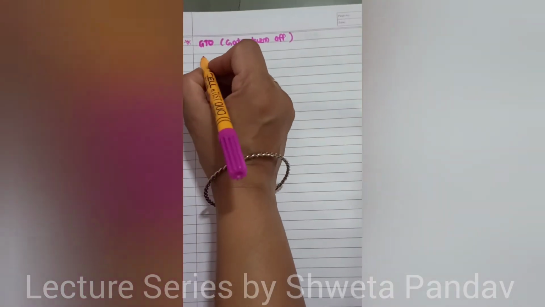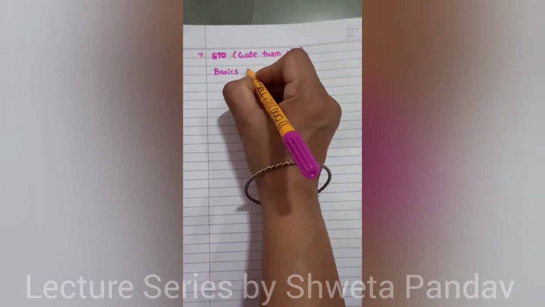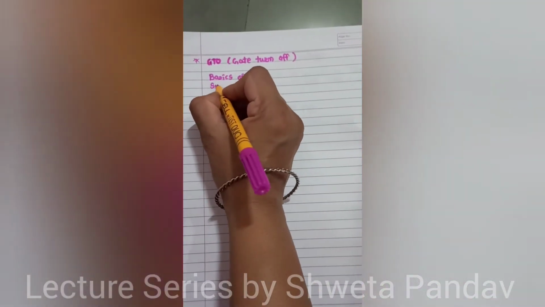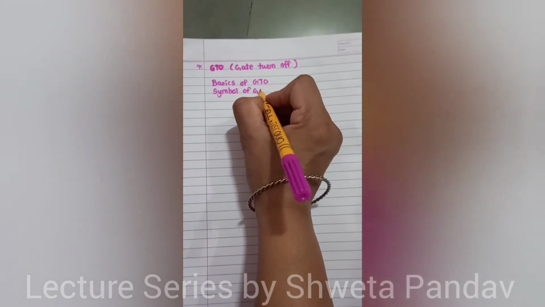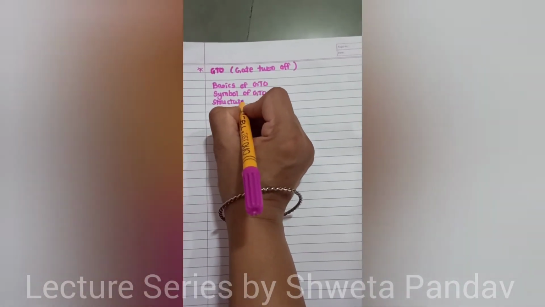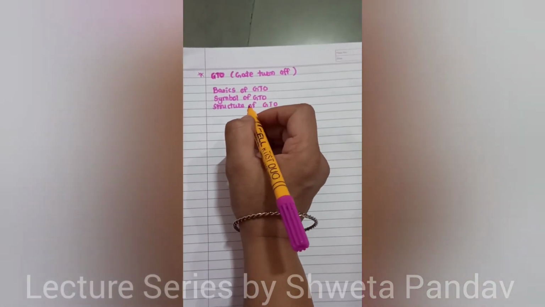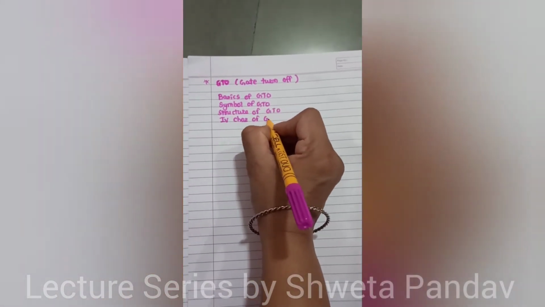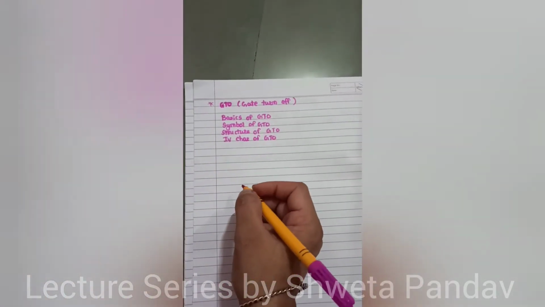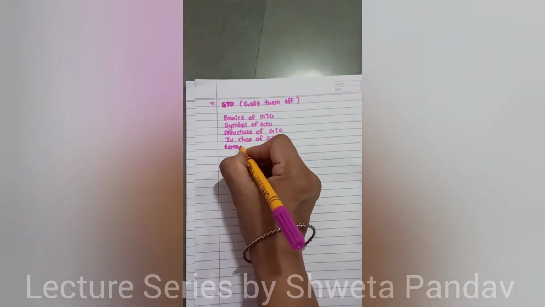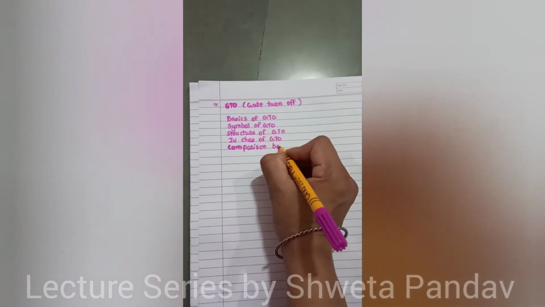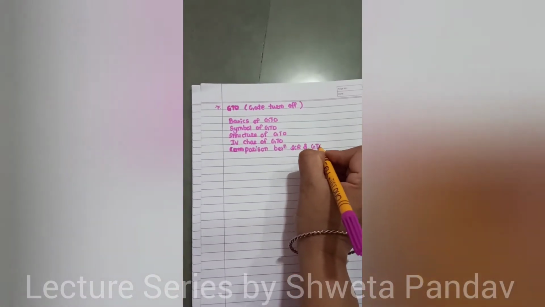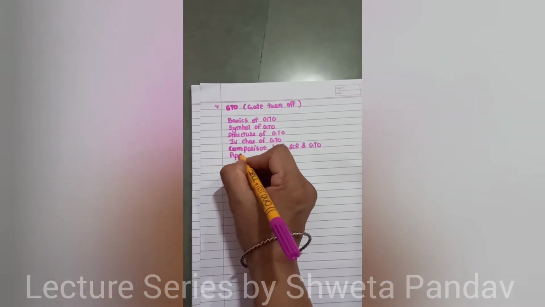In today's session we will see some of the basics of GTO, then the symbol of GTO, structure of GTO, then IV characteristic of GTO, then we'll see the comparison between SCR and GTO, and the last point is application of GTO.